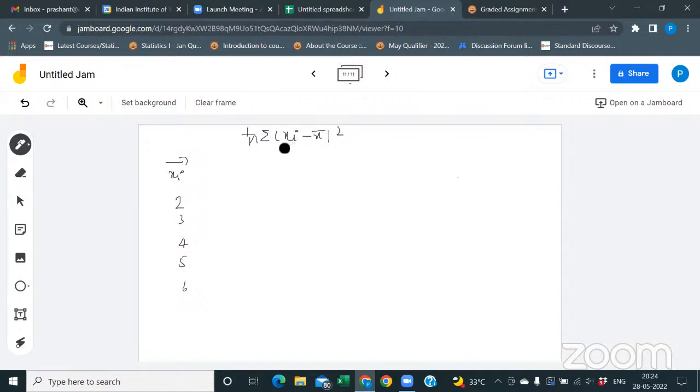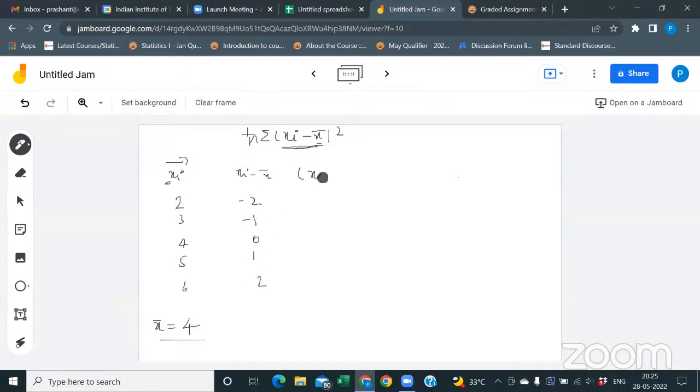So what is your xi, is given to you. What is your x bar? X bar is the mean of this data. So calculate the mean of this data. Suppose the mean of this data will be 2 plus 3 plus 4 plus 5 plus 6, which is 20, divided by 5, it will be 4. So now you have to calculate this xi minus x bar square, means you have to calculate xi minus x bar first, means 2 minus 4, 3 minus 4, 4 minus 4, 0, 5 minus 4, 6 minus 4.